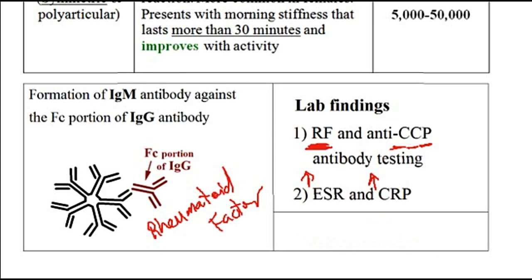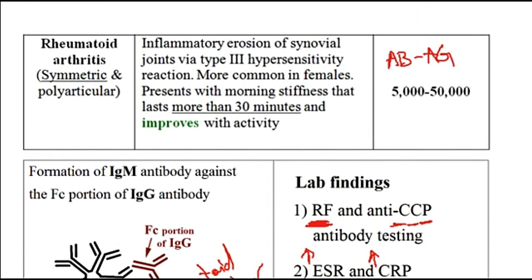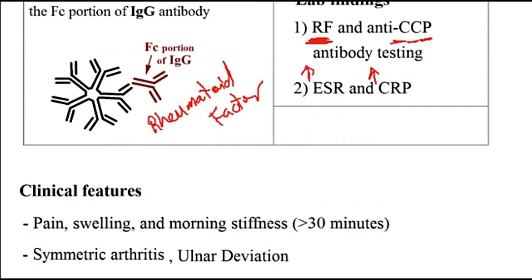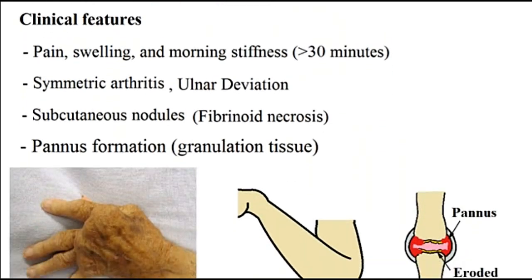Now, in terms of the presentations of patients with rheumatoid arthritis, they present with a morning stiffness that lasts more than 30 minutes, and this type of stiffness actually improves with activity. Now, on the joint aspiration, the number of white blood cells that you see are 5,000 to 50,000 per millimeter cube. Now, in addition to the morning stiffness, there are other presentations associated with the rheumatoid arthritis, and these include pain and swelling, and as I just mentioned earlier, morning stiffness that lasts more than 30 minutes.